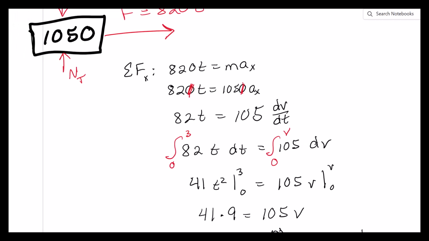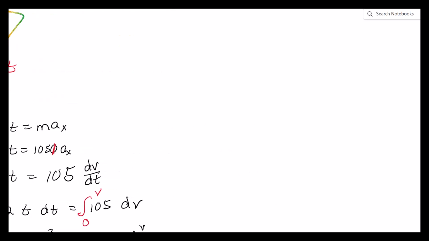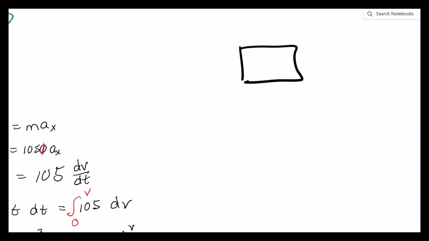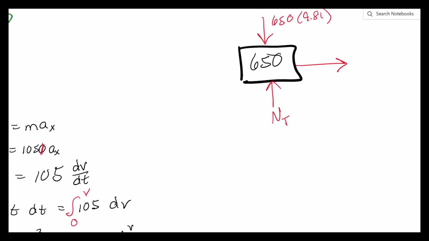If I'm looking at the tractor and cart A, so now I've got tractor, and this is now just regular tractor, and he is 650. And he's got a weight of 650 times 9.81, and just the tractor itself has a normal force now. So he still has that F of 820t, but now he has a towing force for A. He's pulling A. So A is pulling on him.